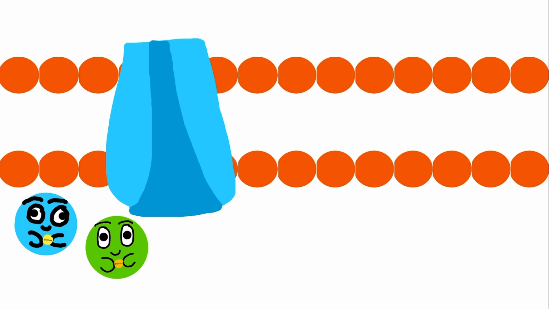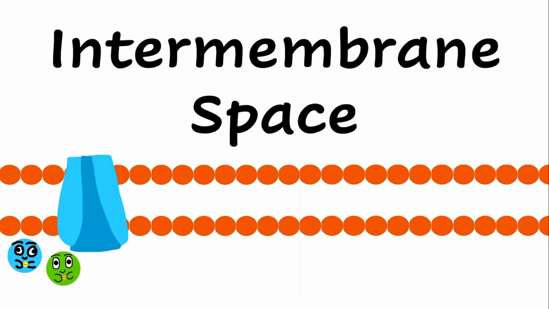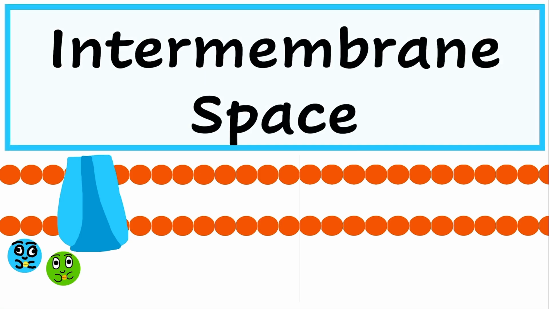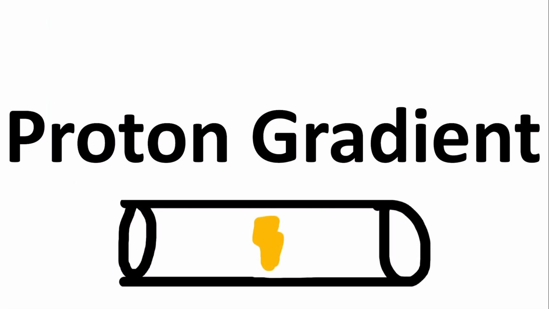Basically, the electrons from the NADH and FADH get transported outside of the inner membrane through an electron carrier. The electron carrier sends the protons into the intermembrane space, and this entire place is the intermembrane space that's outside of the inner membrane. These protons generate a proton gradient. A proton gradient is an energy source.